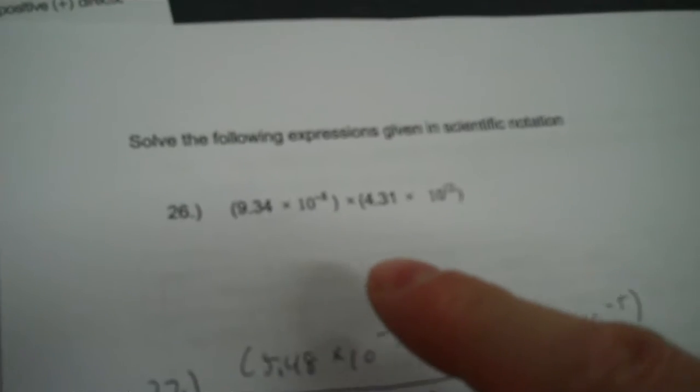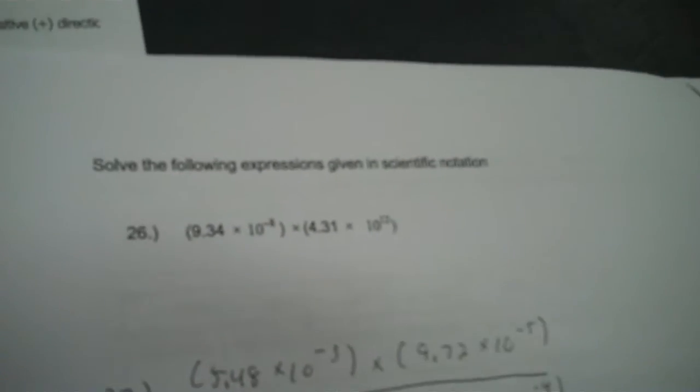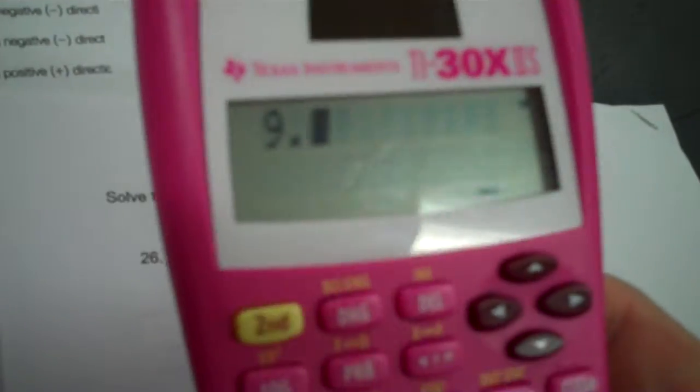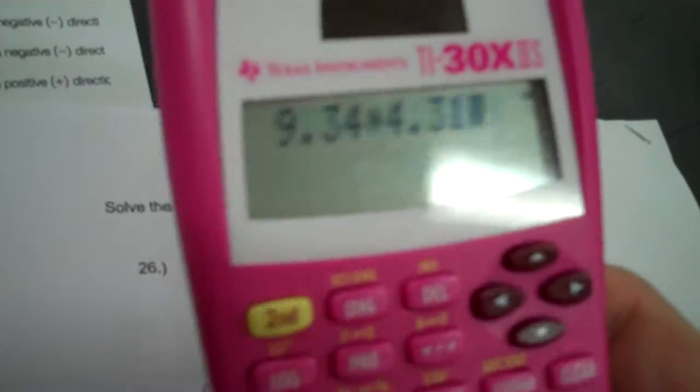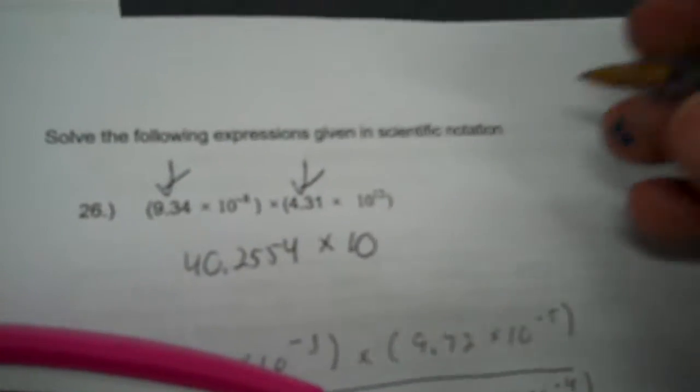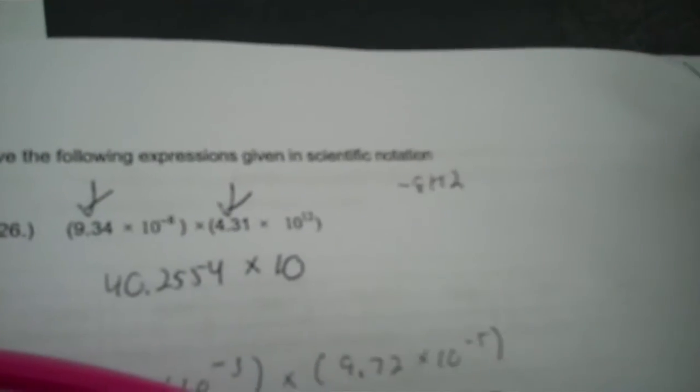All right, last page. Solve the following expressions, and you need to solve it writing your answer in scientific notation. So multiplication problem is easy. You just multiply 9. Again, you're just going to multiply that by that. So 9.34 times 4.31. So that's 40.2554 times 10. And in multiplication, you just add the exponents. Negative 8 plus 12 is 4.